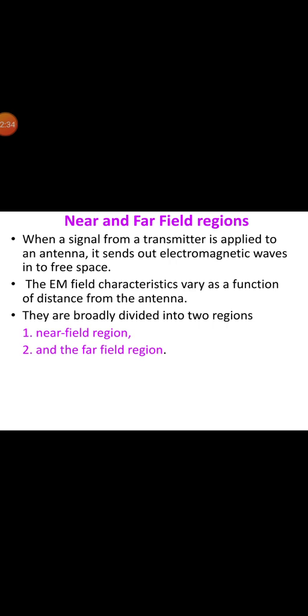Likewise, when a signal from a transmitter is supplied to the antenna, it sends out electromagnetic waves into free space. So the electromagnetic field characteristics vary as a function of distance from the antenna, and they are broadly classified into two regions called the near field region and the far field region. The near field region is a region next to the antenna. It is defined by the condition that the distance is much less than 2d squared by lambda, where d is the maximum linear dimension of the antenna and lambda is the wavelength.